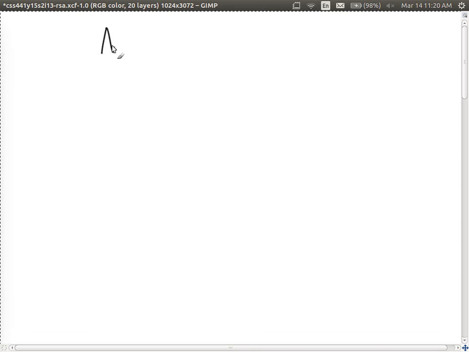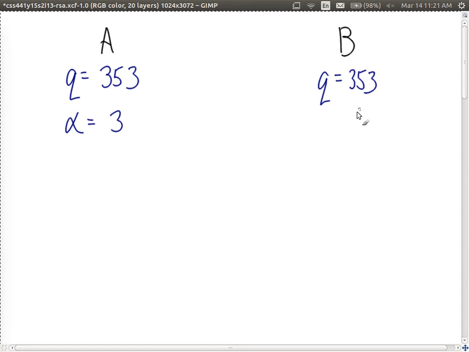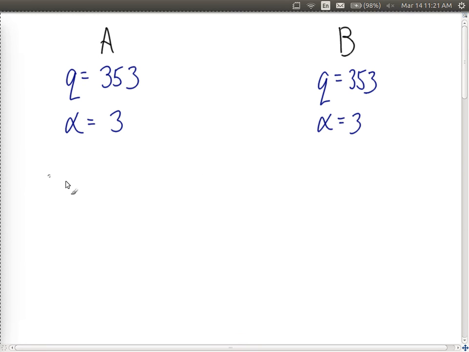Let's consider A and B. They want to exchange a secret. There are two public values, Q and alpha. I'm going to choose these values for this first example. Q of 353 and alpha is 3. Both of them know those values. That is, they posted them on a website or they sent an email to each other containing these two values. The attacker may also know them because they are public. Alpha of 3 is a primitive root of the prime 353.